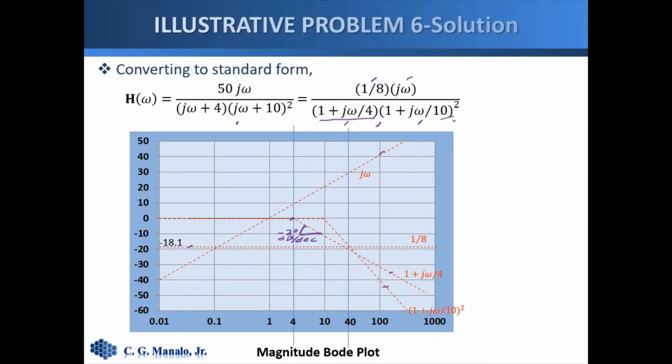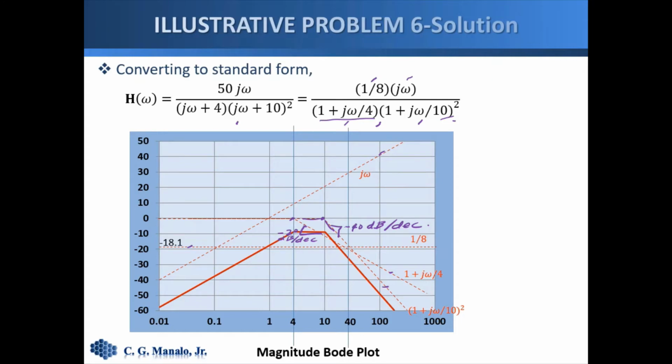So we look for 10 radians per second. Before that, it is a 0, and after that, it makes a slope, which is equal to negative 40 dB per decade. Okay, we combine the individual plots, and that should give us this one.